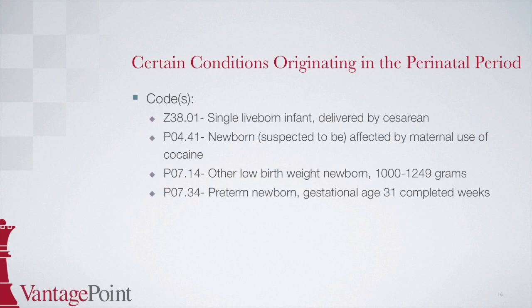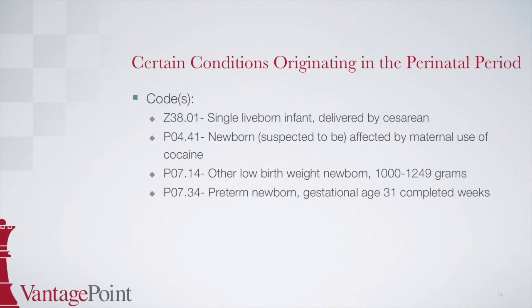The first code is Z38.01, single live-born infant delivered by cesarean. To locate this code, start at newborn in the alphabetic index, which has the words infant, live-born, and singleton in parentheses next to it, followed by born in hospital, and then by cesarean, which points to Z38.01, which you would then confirm in the tabular.